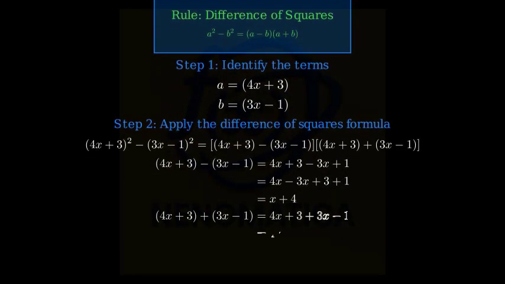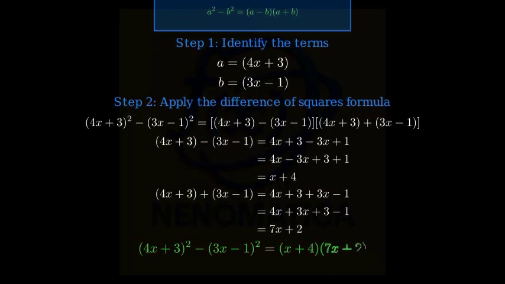For the second factor, 4x plus 3 plus (3x minus 1), we combine like terms again. 4x plus 3x equals 7x, and 3 minus 1 equals 2. So we get 7x plus 2. Our final factored form is (x plus 4) times (7x plus 2). Let's move on to our second example.